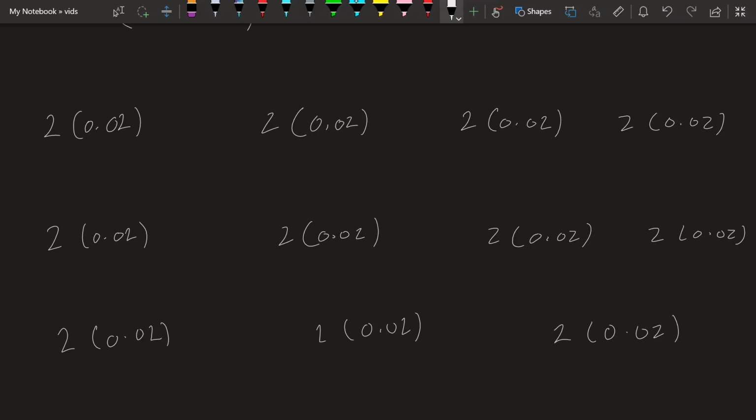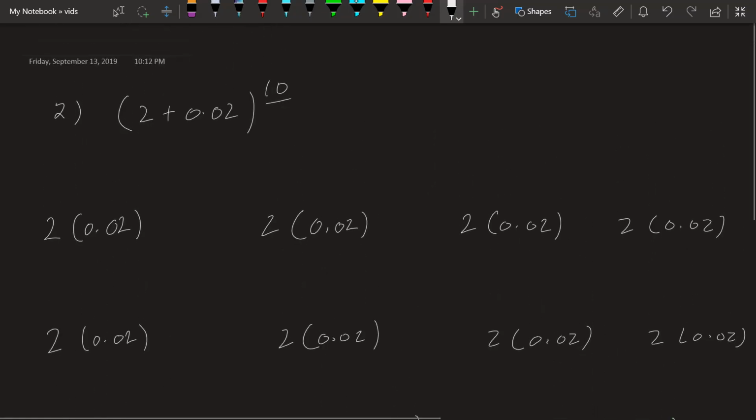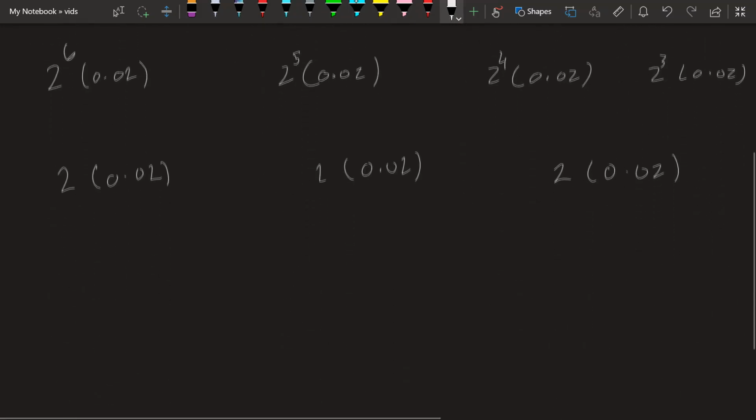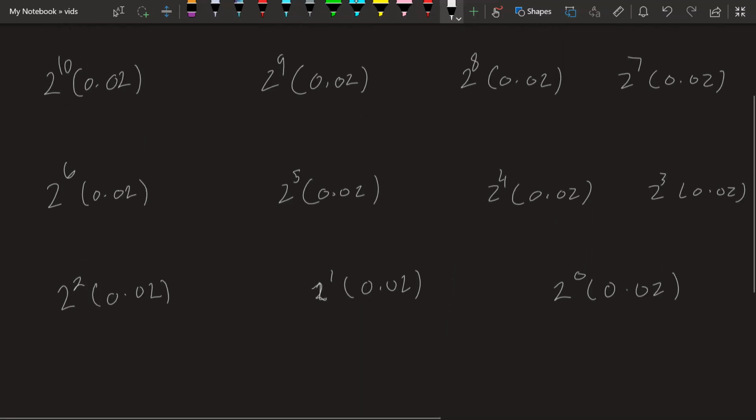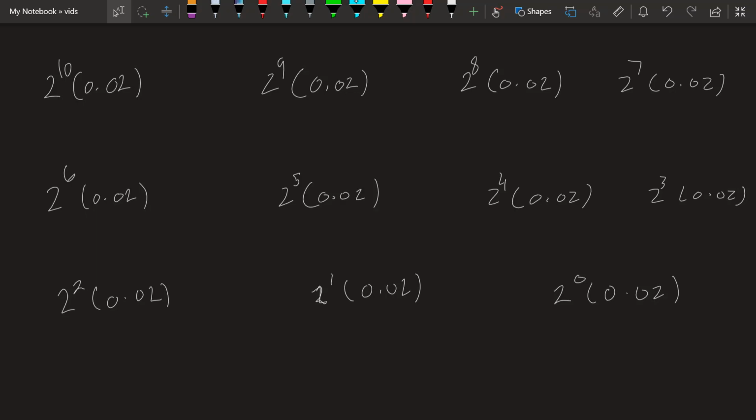Well, now we only need to put the exponents and the coefficients. So we said we go in descending order first: 6, 5, 4, 3, 2, 1, and 0. You can obviously use the binomial theorem to expand this, but there's really no point. It takes way too long.